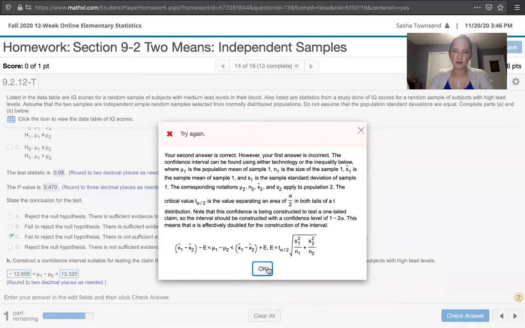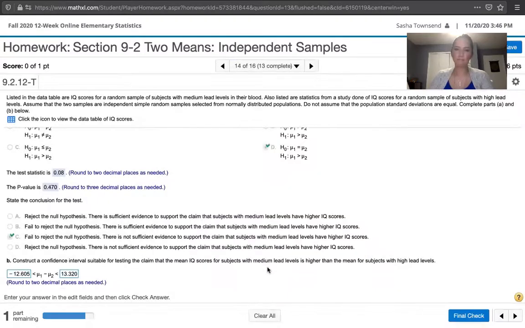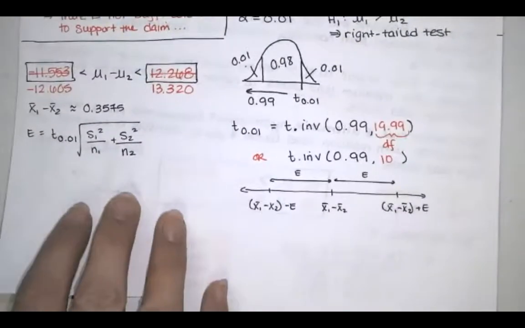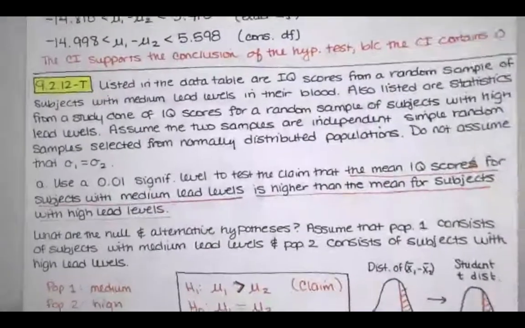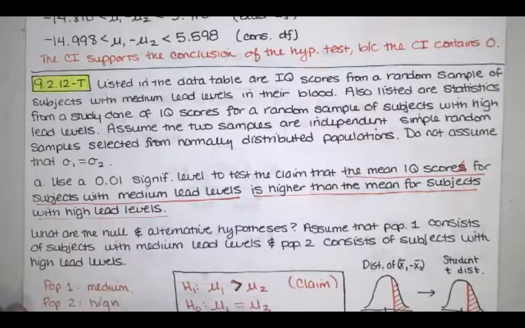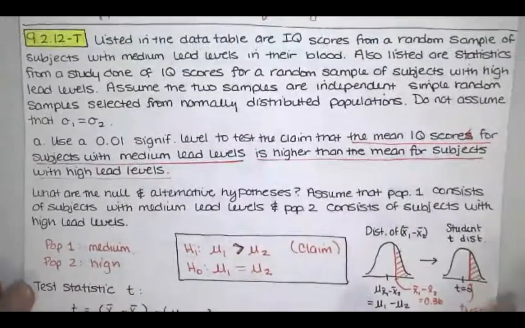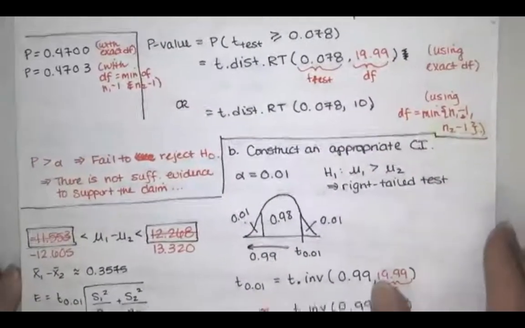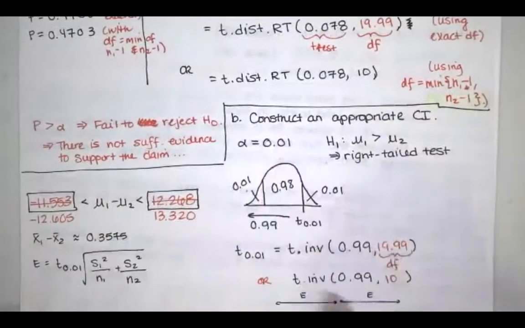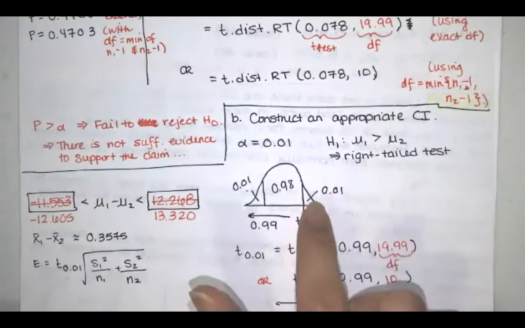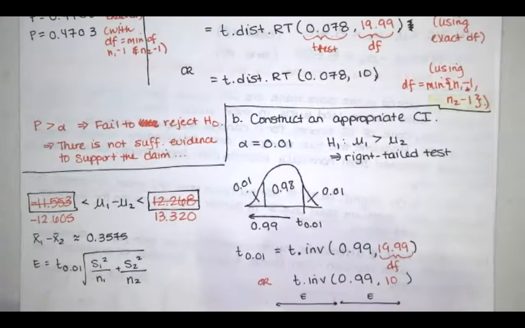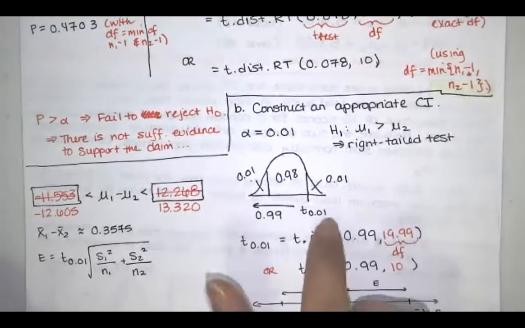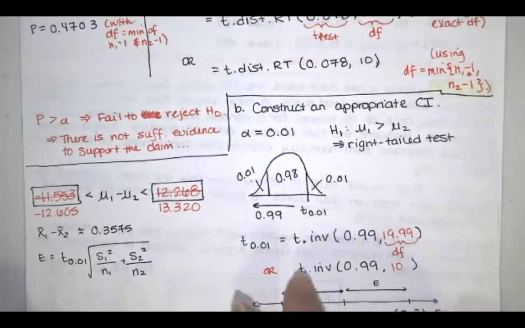I must have done something wrong. Okay. Let's go back to my paper and see what the problem is. Okay, I've got a 0.01 significance level, got a right-tailed test. So my alpha is 0.01. So I've got alpha area in this tail, alpha area in this tail. So T sub 0.01 is given by this.